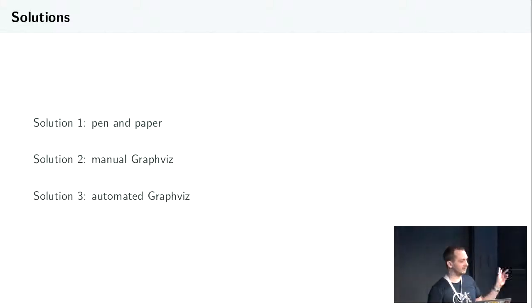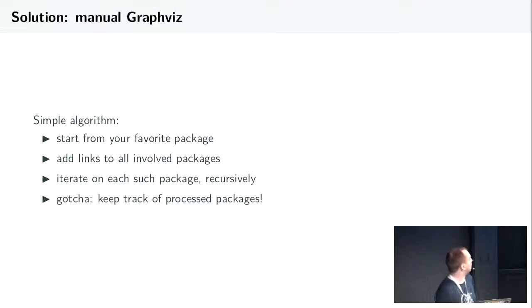But let's look at the Graphviz part. The algorithm is really simple. You start with the package you're interested in. So in my case, that was PuppetDB. You look at all the packages that are involved. So with the migrates after that we saw earlier, you would register a relationship between PuppetDB and package one, package two, package three, and so on. And then you look at package one and figure out whether there are some other packages involved. And you do that recursively. It's really easy. Except you need to be really focused and not miss any package and not look at the same package twice.